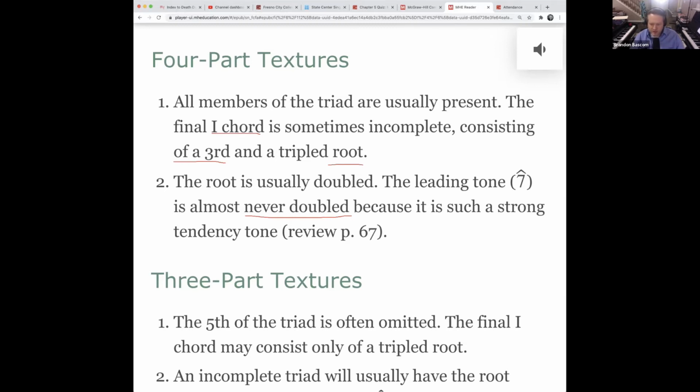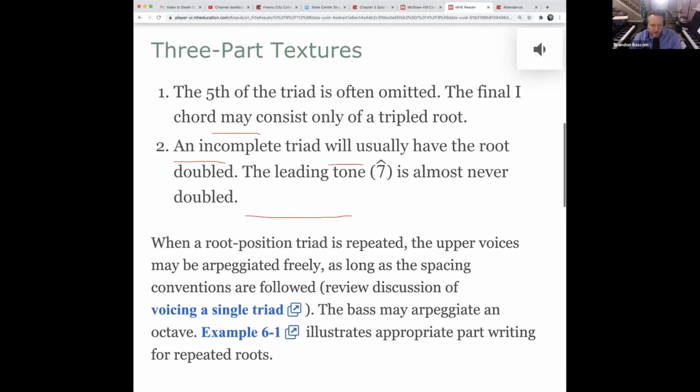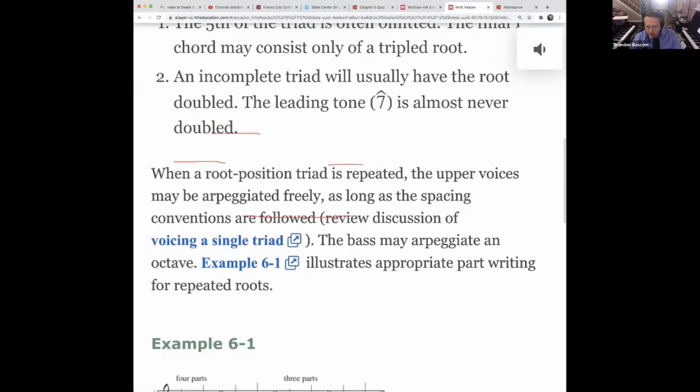Okay, 3-part textures. The fifth of the triad is often omitted. The final tonic chord may consist of only a tripled root. That would be unique, wouldn't it? So we can leave out everything and just end on a tripled root, or we can omit the fifth.